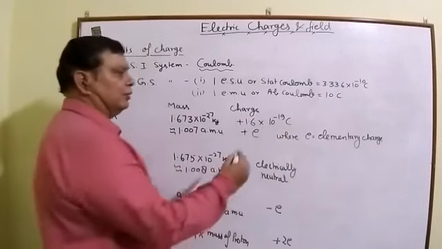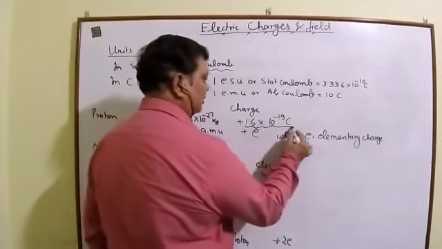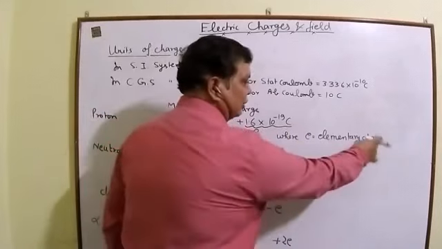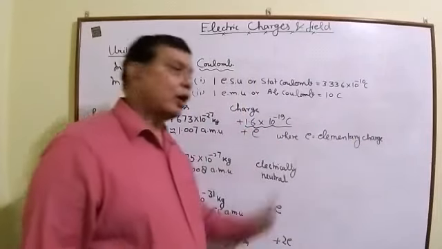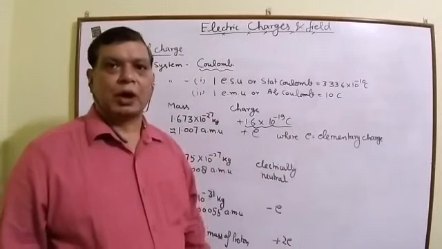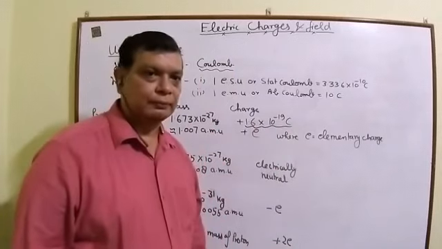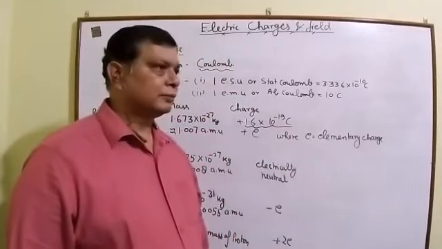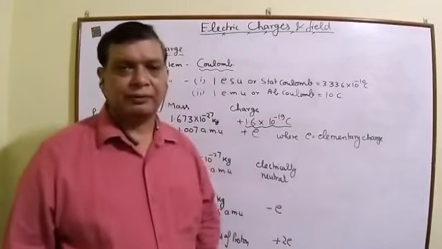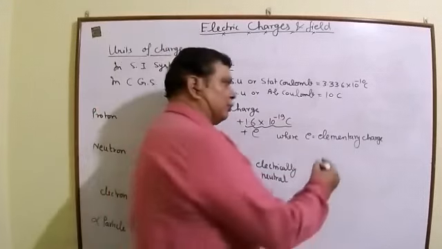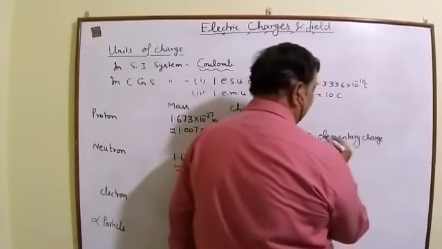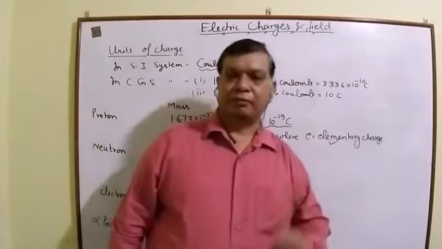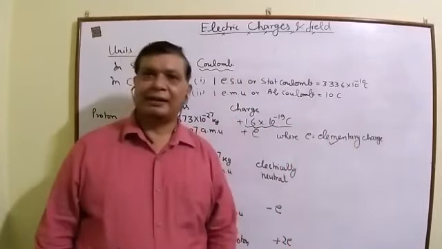Here I have to tell you that this value of charge is denoted by the letter E, which is called the elementary charge, or fundamental charge, or quantum of charge. What is elementary charge, or why is it called the elementary charge? So here I have to discuss. It is called elementary charge because it is the minimum possible value of the charge which can exist in free state.